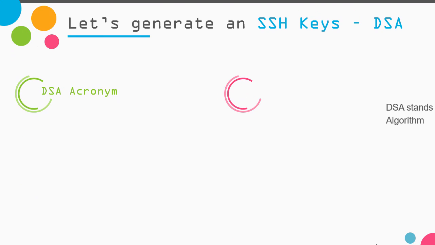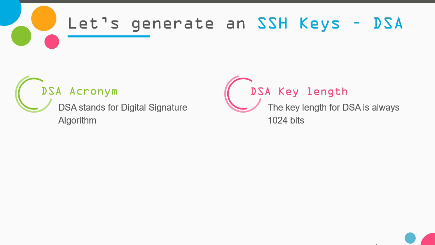Now I'll talk about the DSA key. DSA is an acronym for Digital Signature Algorithm. It was proposed by the National Institute of Standards and Technology, NIST, in August 1991. Since DSA key length is limited to 1024 and RSA key length isn't limited, one can generate much stronger RSA keys than DSA keys.